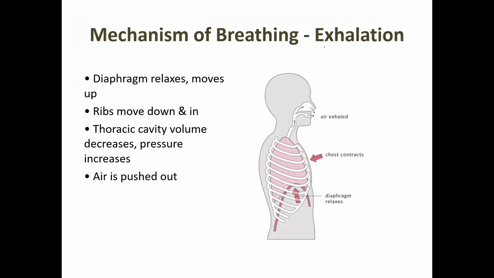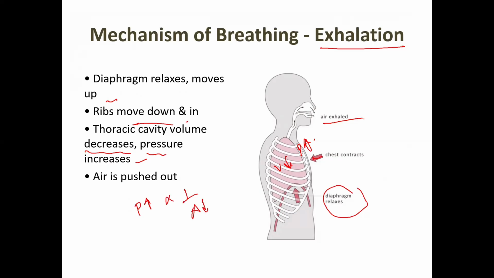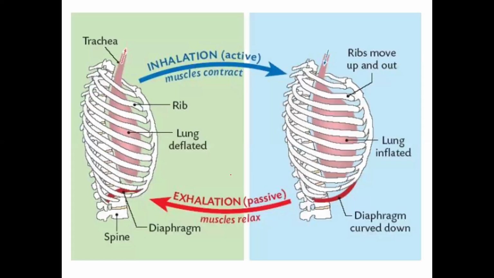Whereas in the mechanism of breathing, exhalation: the diaphragm relaxes, the chest contracts, volume decreases, pressure increases, air is exhaled. So the diaphragm relaxes and moves up, ribs move down and in. Thoracic cavity volume decreases, pressure increases, again the same concept here. If pressure is increasing, it means the area or volume is decreasing. This is a figure for inhalation and exhalation. It's part of a continuous cycle.